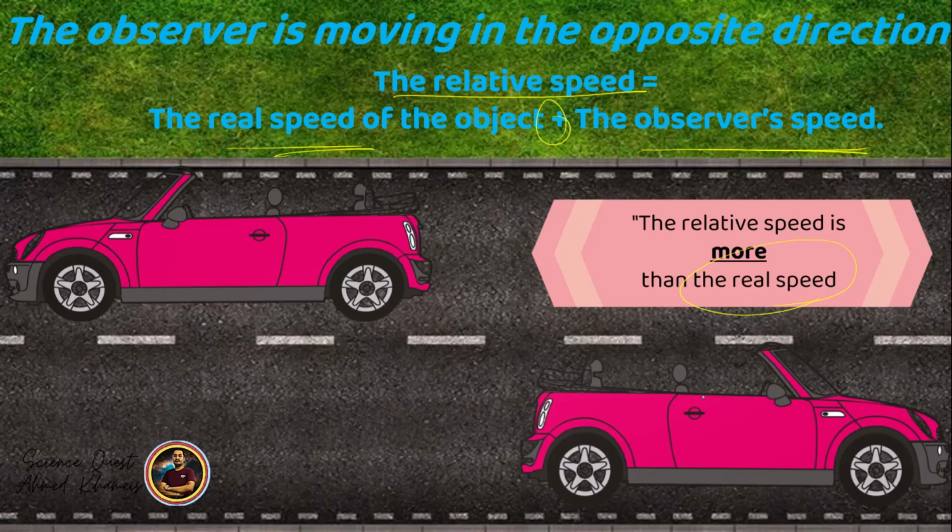So the relative speed is how you feel the car moving. If you are static, you will feel that the car is moving at its actual speed. But if you move in a car next to a moving car, you would feel that the next car is moving slowly. And if you're moving in the opposite direction, you would feel that the car is moving with more speed than it actually does.